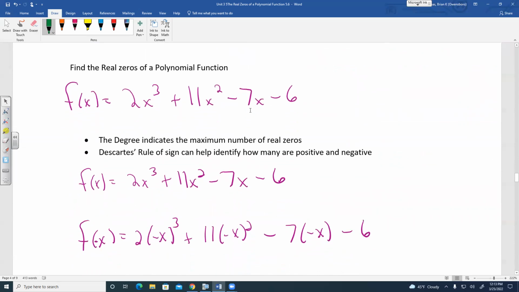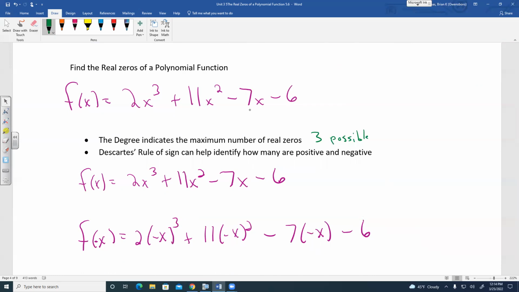So if we want to find the real zeros of a polynomial function, let's see what else is going on here. To start with, the degree indicates the maximum number of real zeros. So there are 3 possible. Now, it doesn't mean there has to be 3. There just can't be any more than 3.